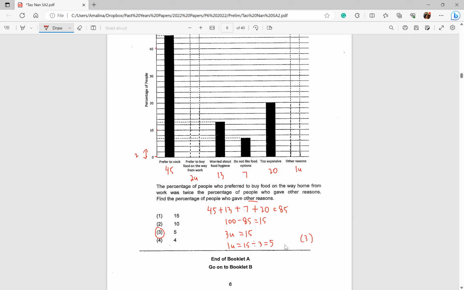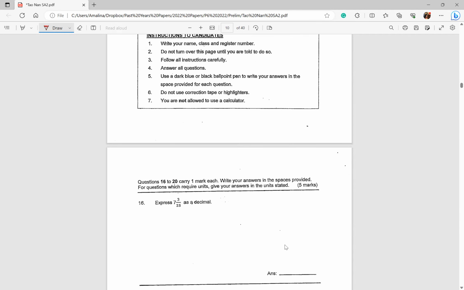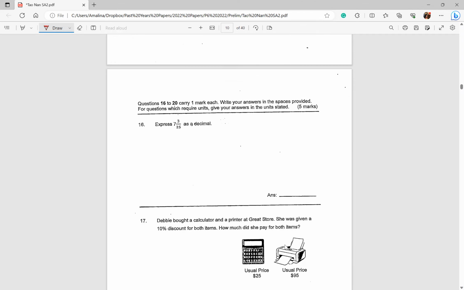Okay, that's the end for booklet A. Let's move on to booklet B for the same paper. So for question 16, I will just recap on how you convert your mixed number to a decimal.